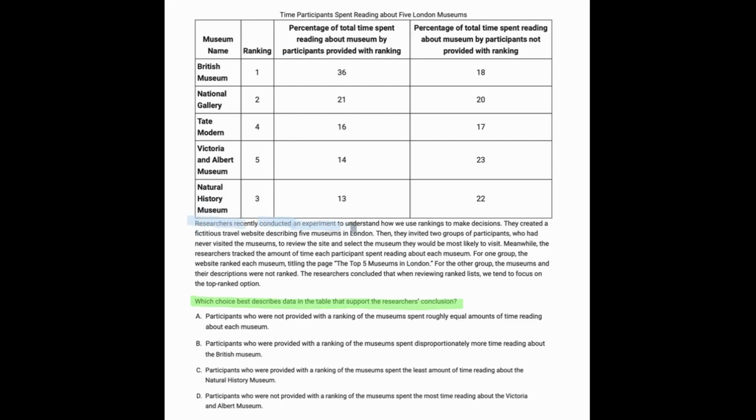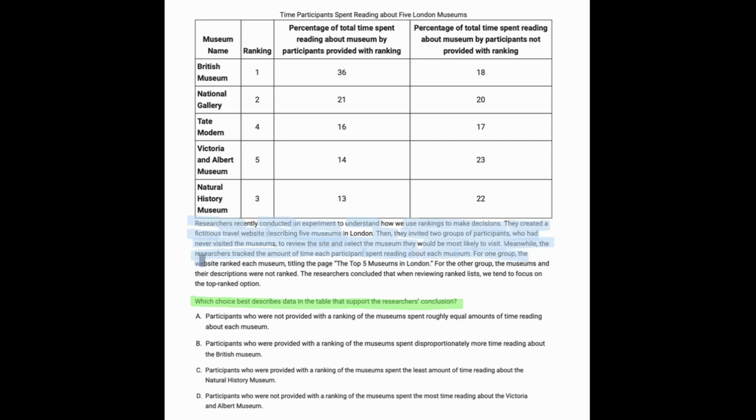Researchers conducted an experiment to understand how we use rankings to make decisions. They created a fictitious travel website describing 5 museums. Then they invited 2 groups of participants who had never visited the museums to review the site and select the museum they'd be most likely to visit. Meanwhile, the researchers tracked the amount of time each participant spent reading about each museum.